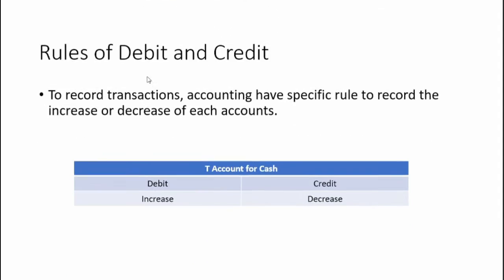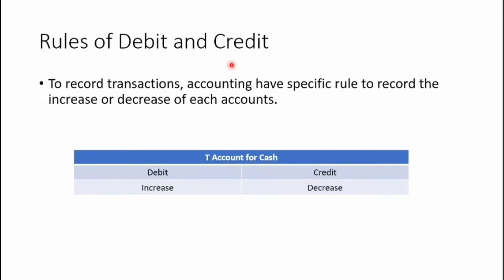Well, this is because what we call rules of debit and credit. To record transaction, accounting has specific rule to record the increase or decrease of each account. So let's say we have a T account for cash here to record the increase and decrease for cash. We will record all increase in cash in left side, in which is a debit side, and all the decrease in cash account will be recorded on right side, which is credit side.